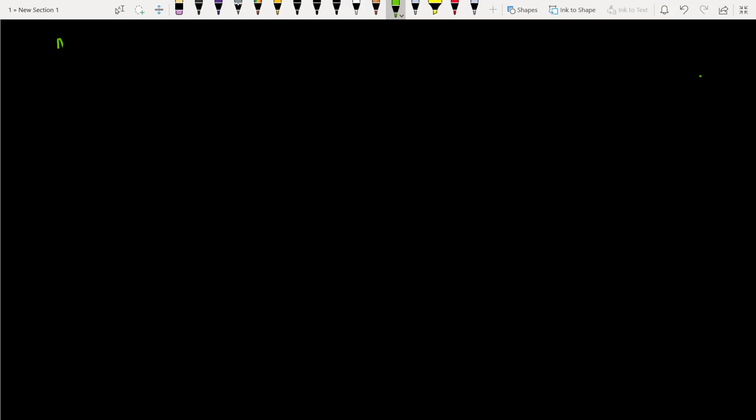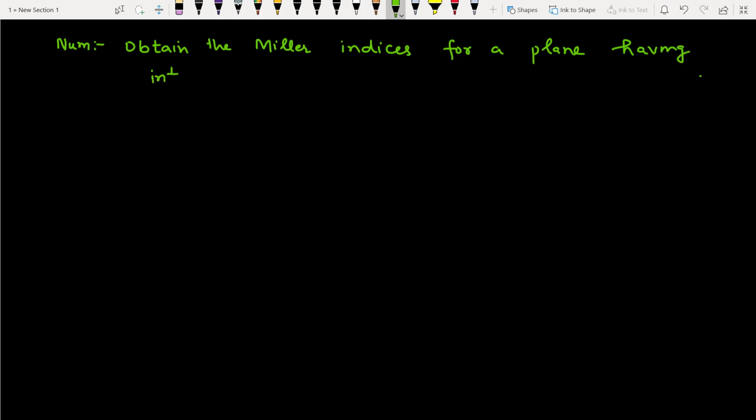So now we will do few numericals for Miller indices. Obtain the Miller indices for a plane having intercepts A, B by 2, 3C.